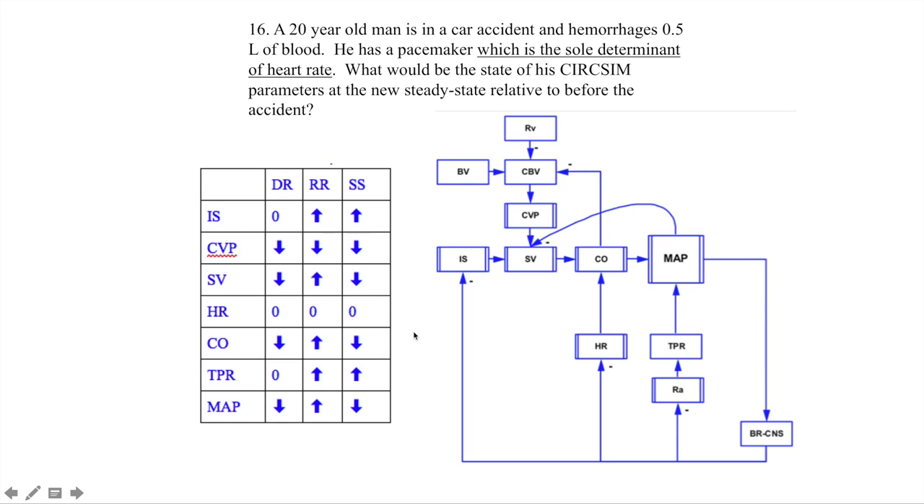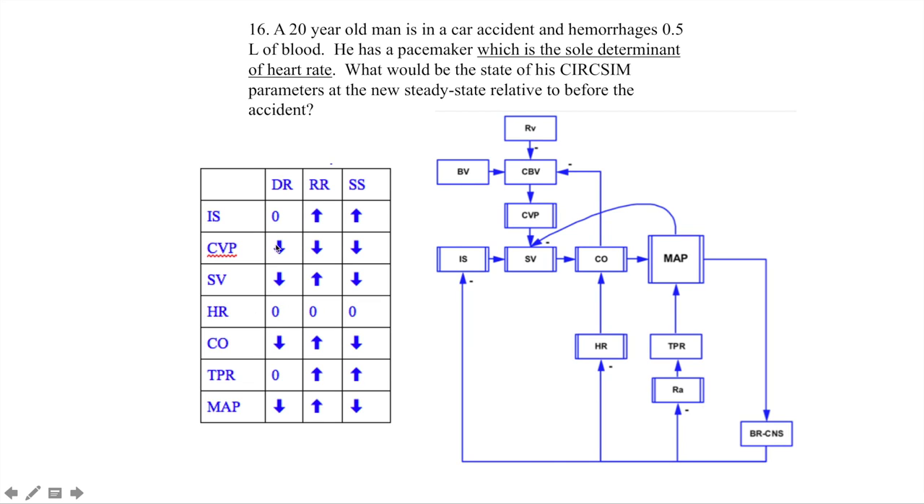So a 20-year-old man is in a car accident and he hemorrhages 0.5 liters of blood, but I added a little, I didn't want to make this too tough. I gave you guys hemorrhage at least twice as an example. But I added a pacemaker, which is the sole determinant of heart rate. So now my heart rate can't change.